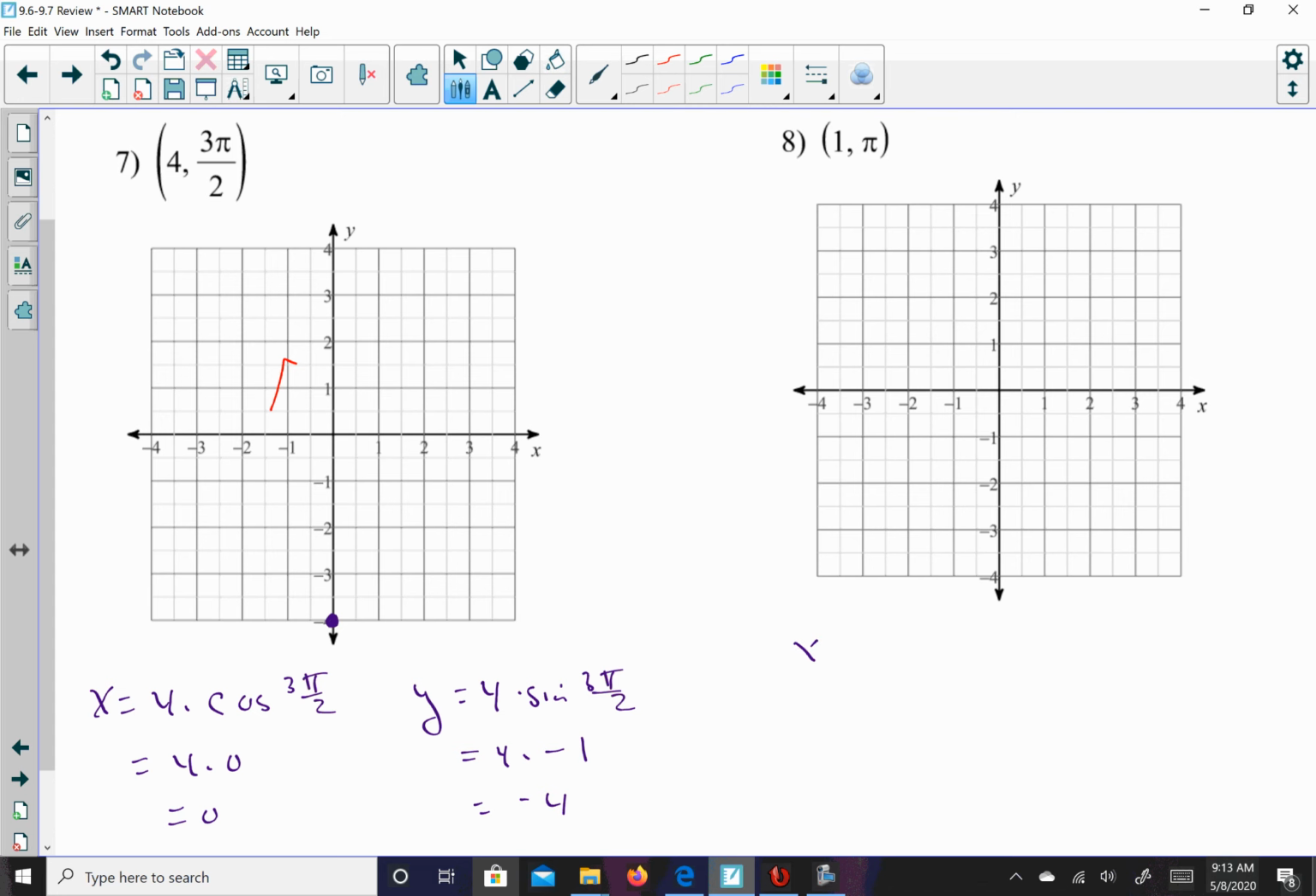Last one, and like this, x is equal to 1 times the cosine of pi. The cosine of pi is negative 1, so I'm going to have an x-coordinate of negative 1. Y is equal to 1 times the sine of pi. The sine of pi is 0, so I'm going to have 0. So I'm plotting negative 1, 0. And I guess I should be writing like 0, negative 4, and negative 1, 0. I should be writing the ordered pairs.